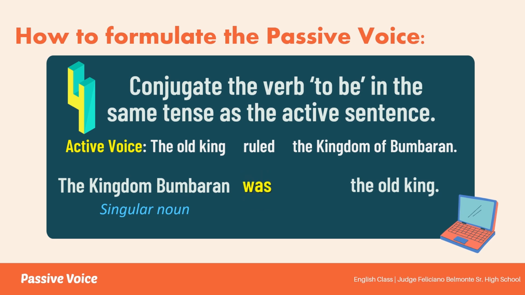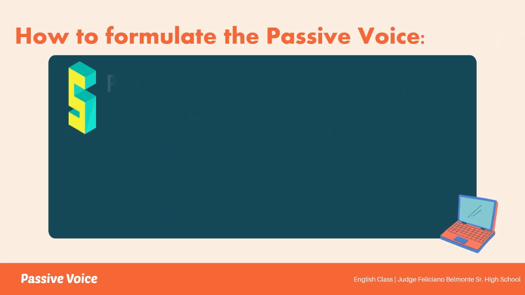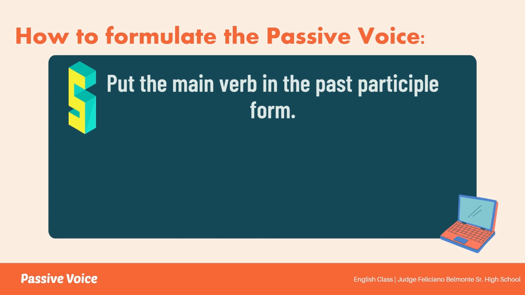Since our active voice sentence is in the past tense, use the same tense of the verb when you change it into passive voice. In this part, you must know or memorize the different tenses of the verb. So you're going to put the main verb in the past participle form.